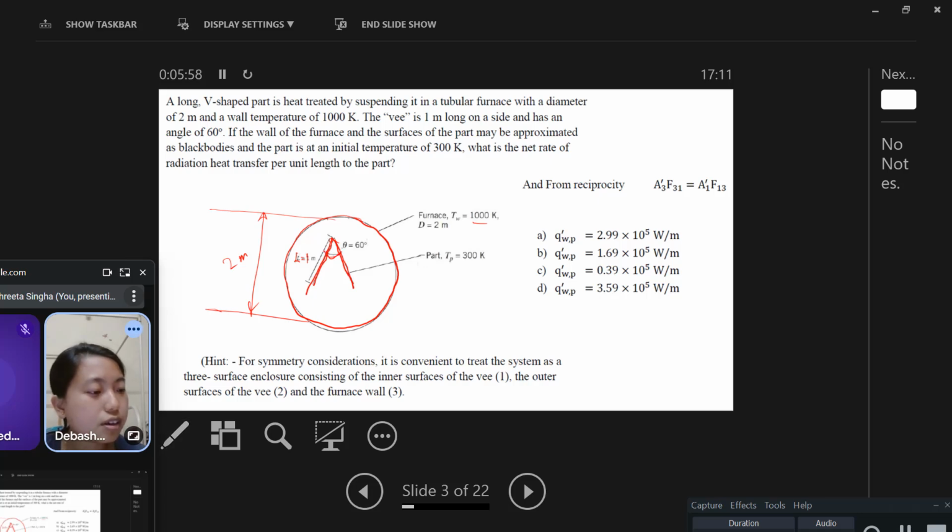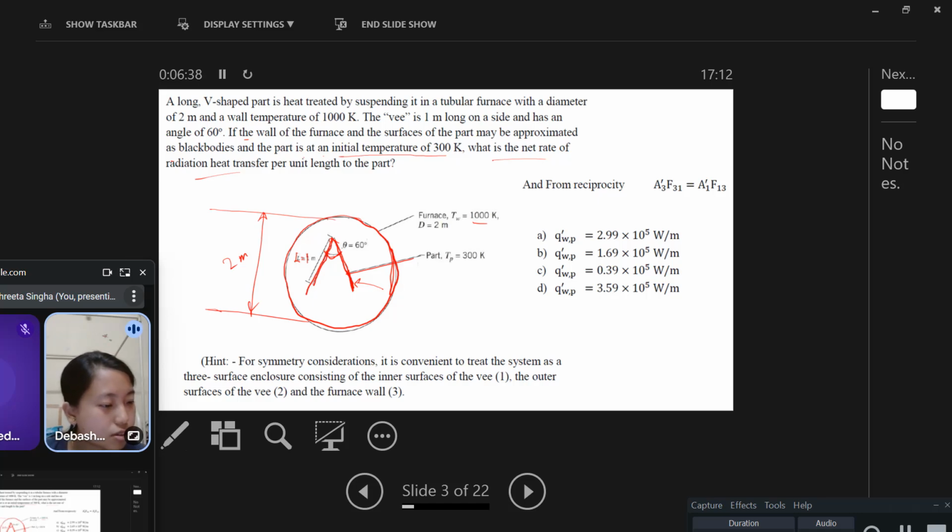If the wall of the furnace and the surfaces of the part may be approximated as black bodies, so both are black bodies, and the part is at an initial temperature of 300 Kelvin. That means this V part is at a temperature of 300 Kelvin. What is the net rate of radiation heat transfer per unit length to the part? So how much is the net heat radiation?